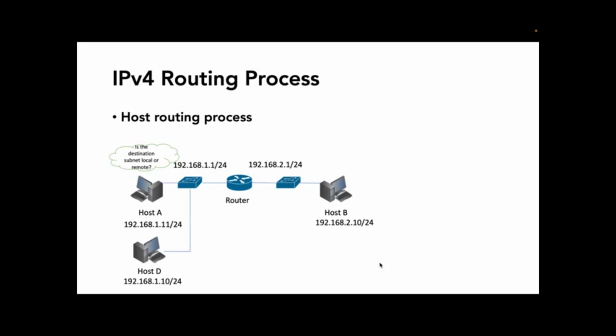For example, host A wants to forward the packet to host D. Here you can see both are in same subnet and they are directly connected. Host A will forward to the switch and directly to the host D.